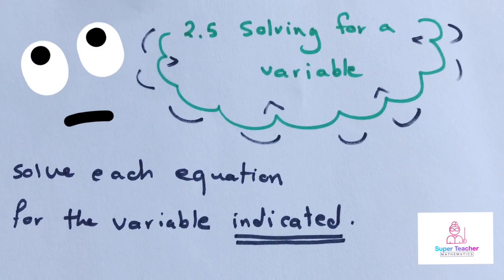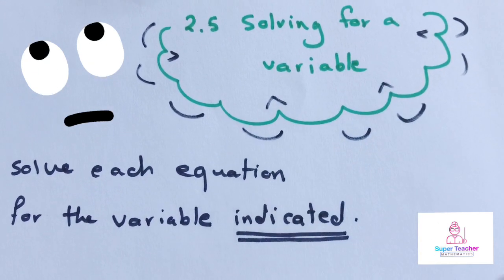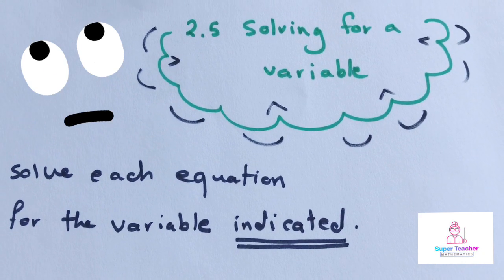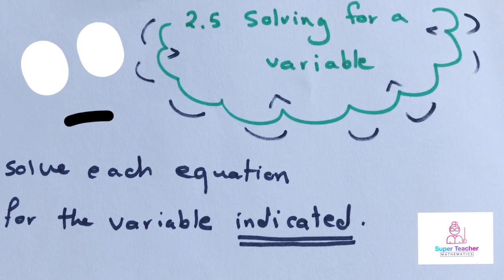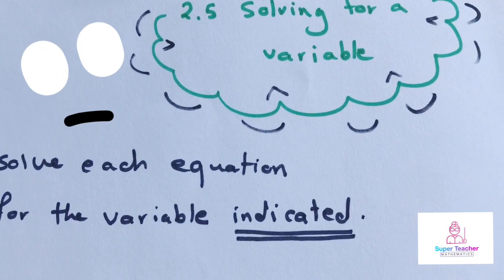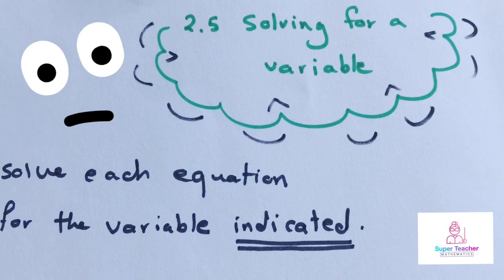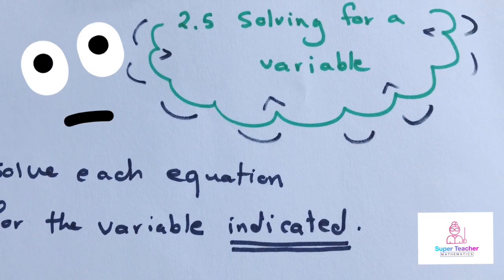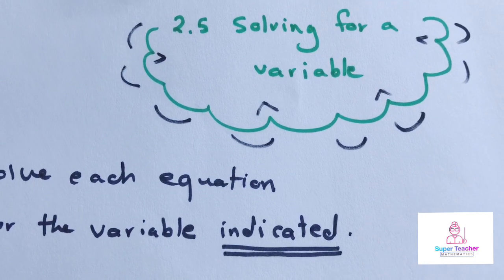In this lesson today we are going to take 2.5, solving for a variable. That means if we have equations, sometimes we have many variables, not only one variable. It's different than 2.4, solving equations with variables on both sides, because it was the same variable on the right and on the left. This lesson, it will be different variables. So I'm going to indicate a variable and then I'm going to find it, because we have many variables in these equations, not only one variable.